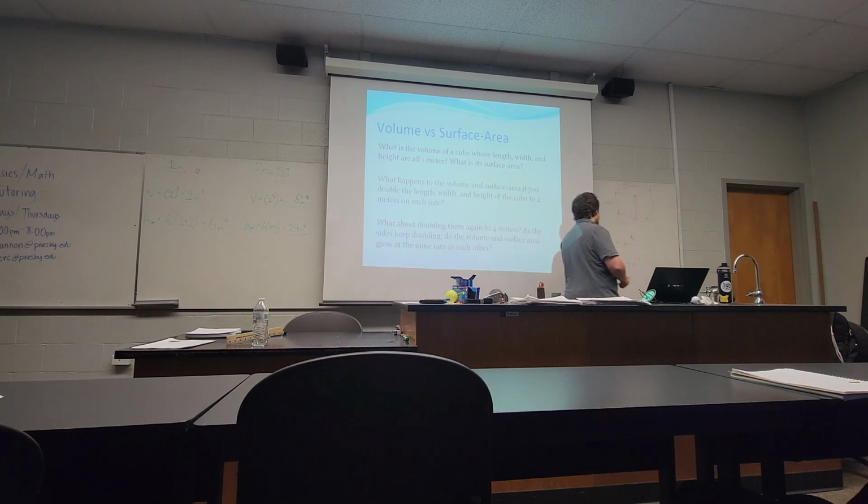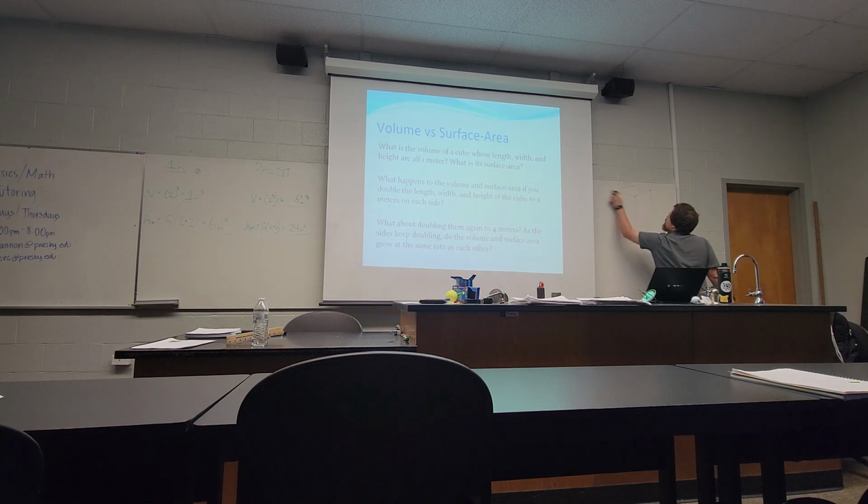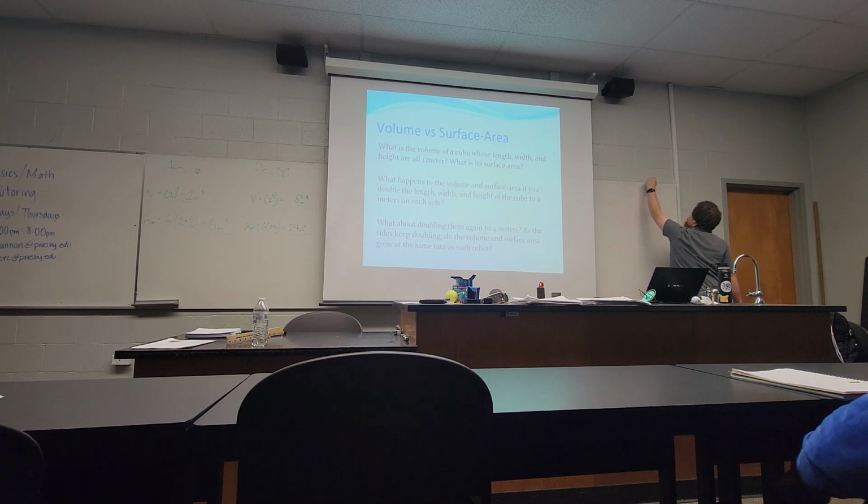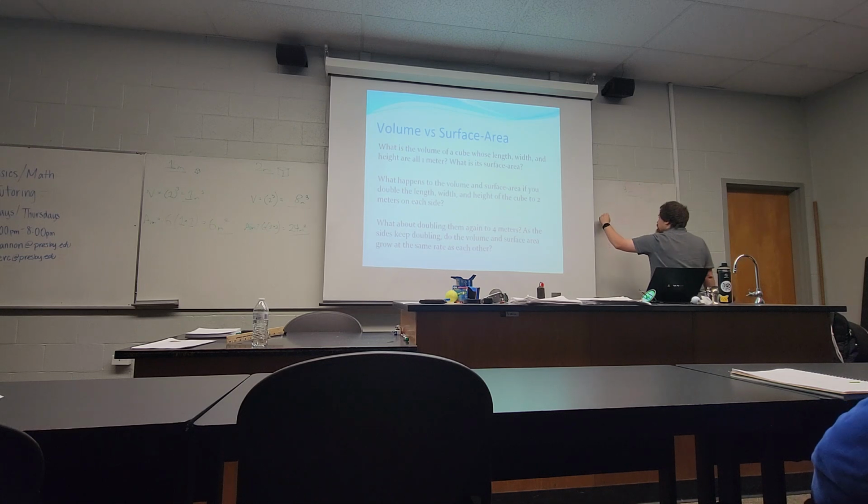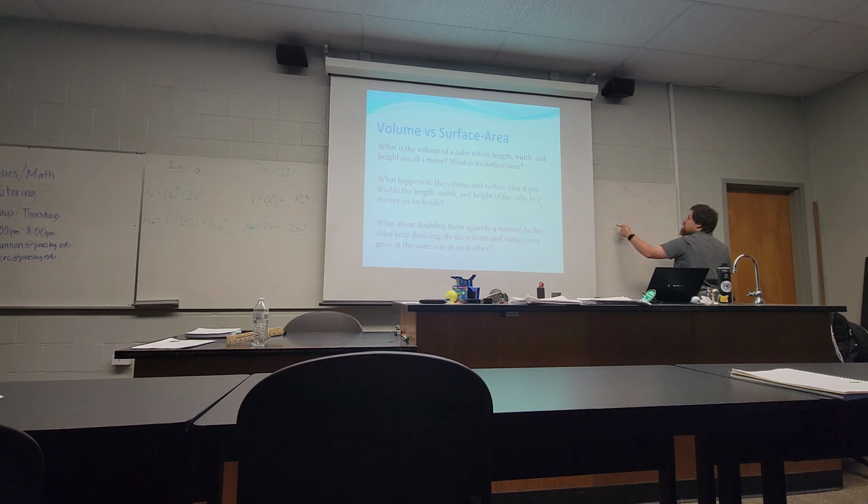And then eventually, you have a cube whose sides are all 3 meters. So now we've tripled our dimensions. Volume, 3 cubed, that's 9 times 3 again, 27 meters cubed. The area, 6 times 3 times 3, so that's 9 times 6 is 56. 54, sorry.